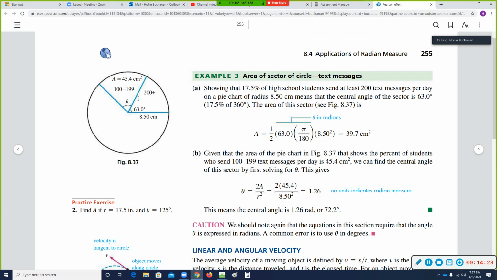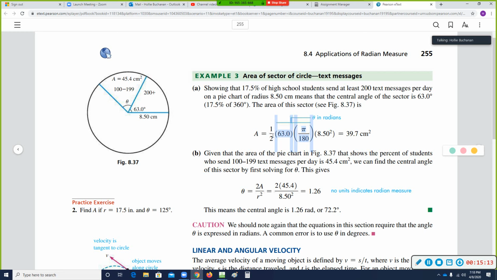So here's a pie chart showing that 17.5% of high school students send at least 200 text messages per day. On a pie chart of radius 8.50 centimeters, the central angle is going to be 63, 17.5% of 360 degrees. The area of this wedge is, if I convert this angle measurement into radians, so they converted this angle measurement into radians by multiplying by pi over 180.